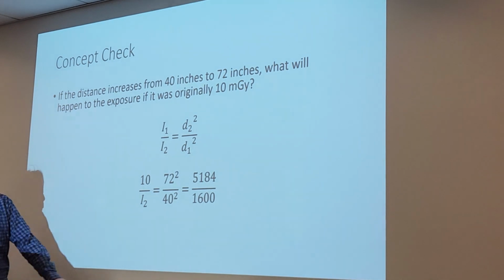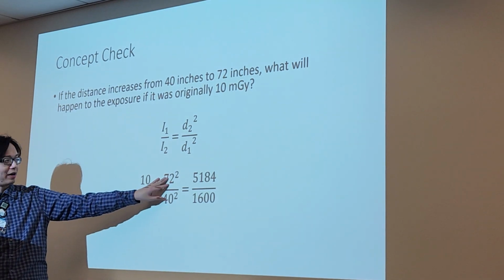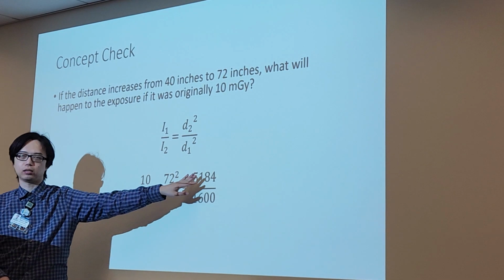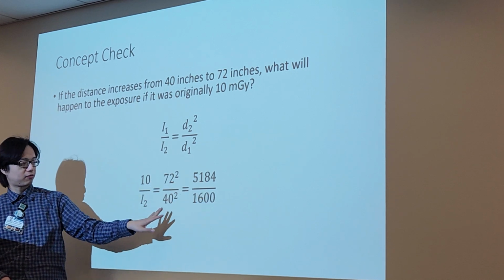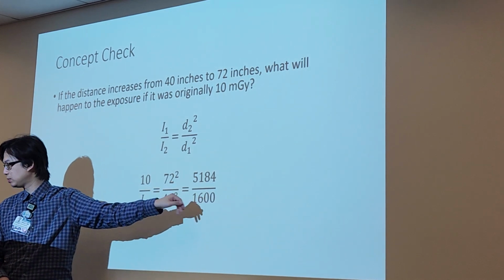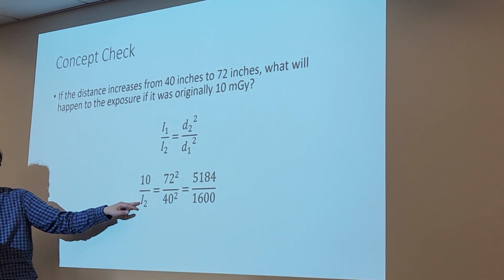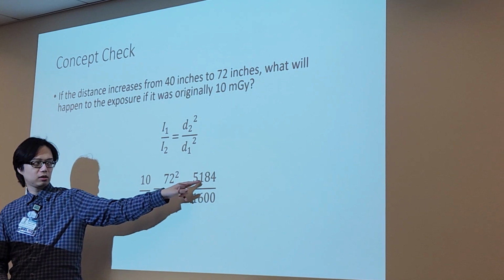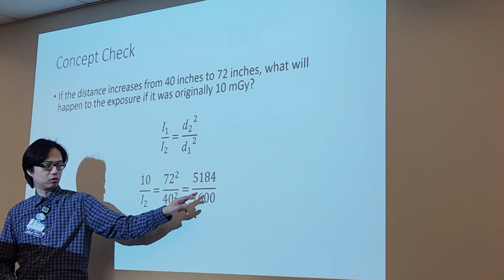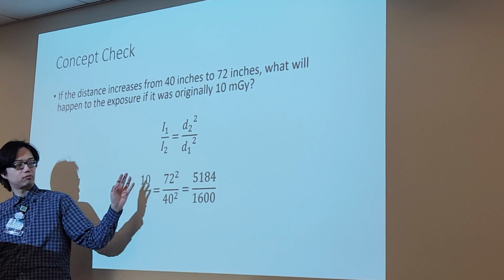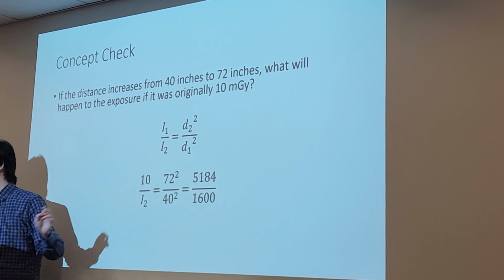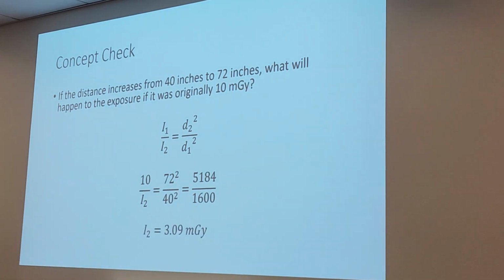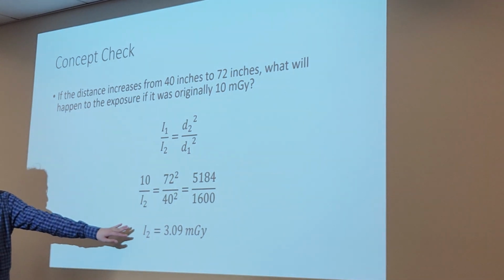So we plug these in. I went ahead and simplified d squared. So 72 squared is 5184. 40 squared is 1600. So we have 10 over I2 equals 5184 over 1600. We can just cross multiply. And when we cross multiply, we should end up with 3.09 milligrams.